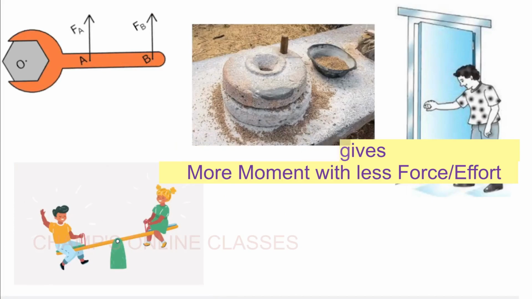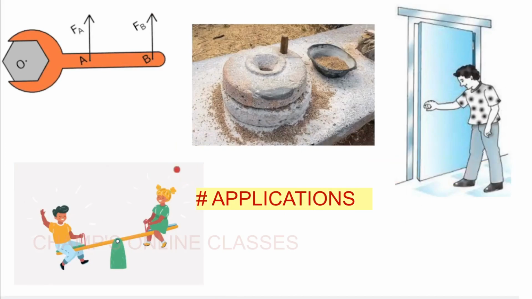Now, these are some of the examples of moment of force in our daily life. This is a wrench which we use for bolts. Usually the arms of these wrenches are longer so that we can have more turning effect with less force. This is the stone of a hand flour grinder.